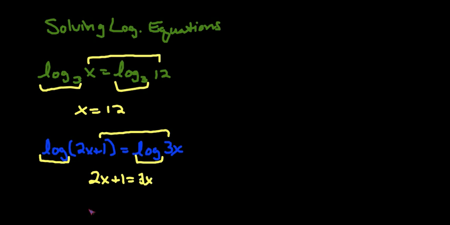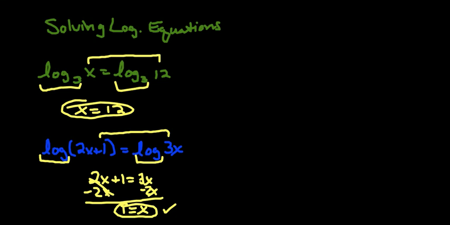And then we can subtract 2x from both sides. So we're just going to get 1 equals x. Now check to see if it works. 2 times 1 is 2, 2 plus 1 is 3. Over here, 3 times 1 is 3, so we get log of 3 equals log of 3. We know we've got the correct solution.